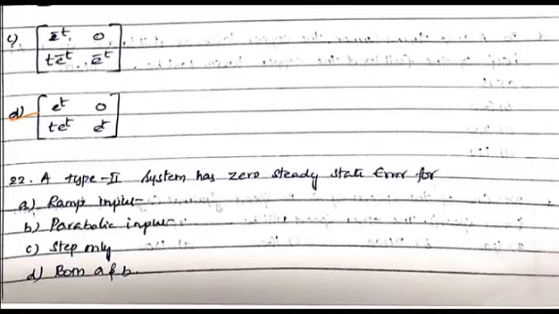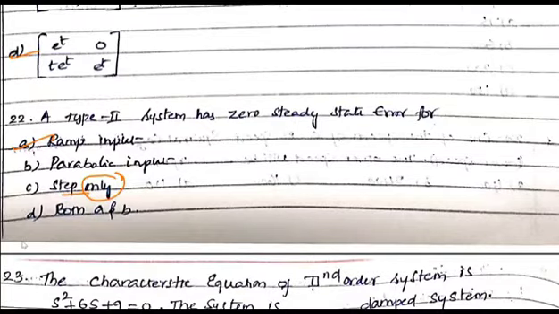Next one, a type 2 system has zero steady state error for a ramp input, parabolic input, step only, both A and B. So the answer is, observe this here. The actual answer would be for step and ramp, but the option here is only "step only". So "only" is the word that makes the difference. If the answer were ramp input, C step input, you could say D both A and B. But here only step only is given, so the answer will be A only. So a little bit tricky question here.